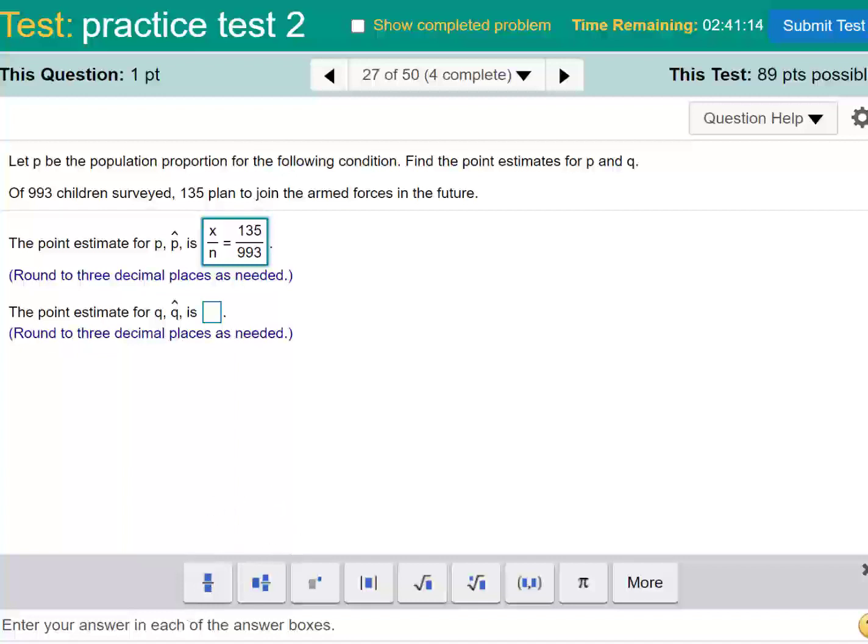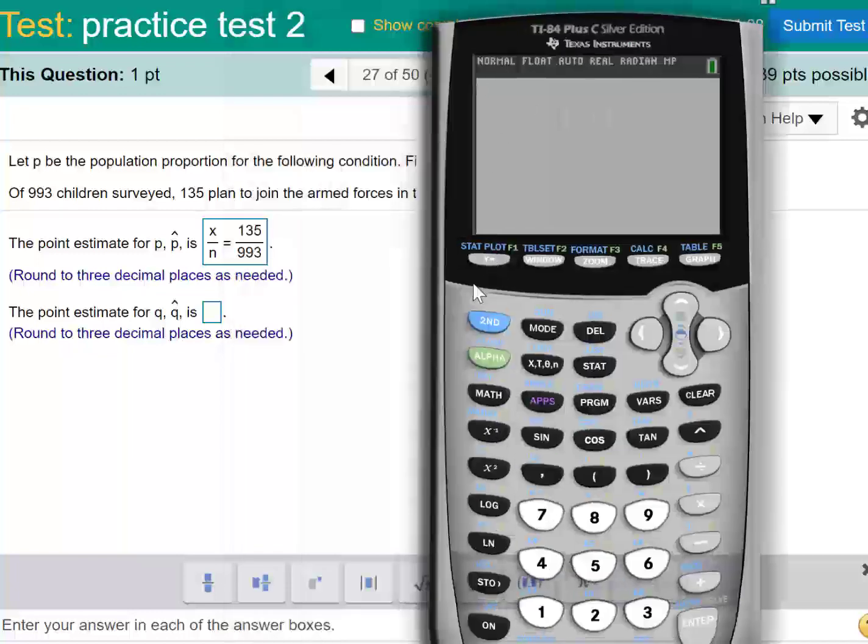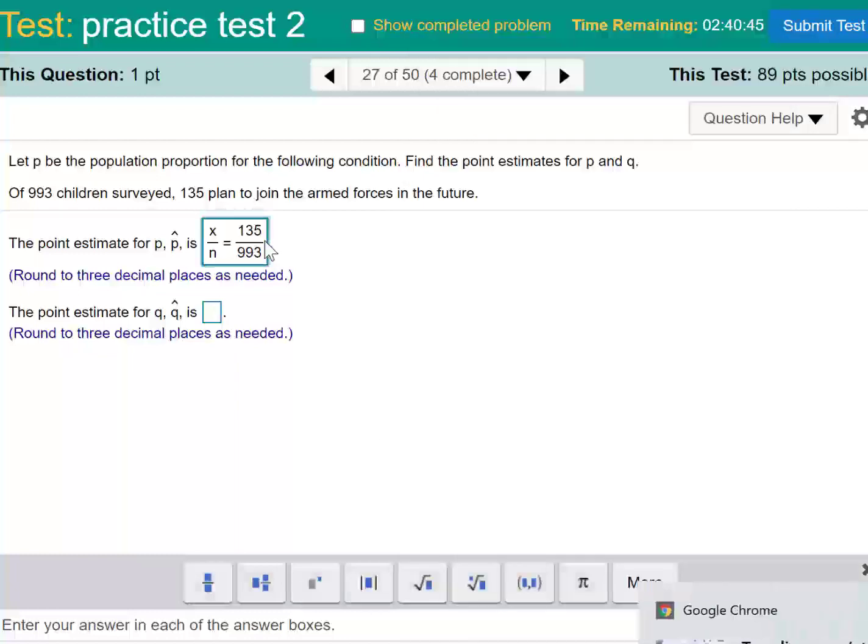And let's see what the answer would be. So let me clear here. 135 divided by 993. 0.136 if he says 3 decimal places, so the answer should be 0.136. So this answer right here should be 0.136.